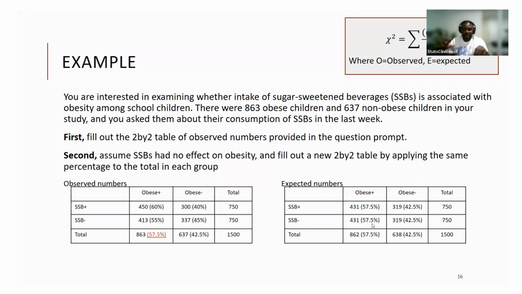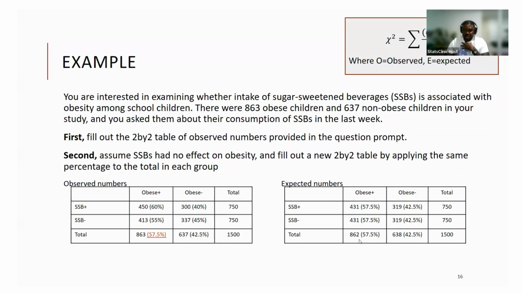And this is where it becomes a bit tricky. You take one of these percentages, it could be 57.5%, and you multiply it by the 750. If you multiply 57.5% by 750, you will get 431. The same thing here, you multiply by 750, you get 431, and then you can subtract 431 from 750, you get 319.